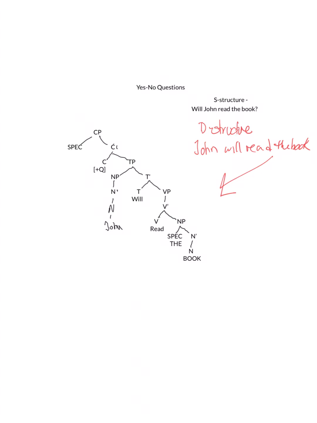And we're going to have to do an aux inversion in order to get will to occur up here into the Q slot. So we'll move this T, this whole thing is going to get moved into the C position. These are both heads, so the head will move into another head position. And we'll get the correct sentence order for the S structure. So, will John read the book?